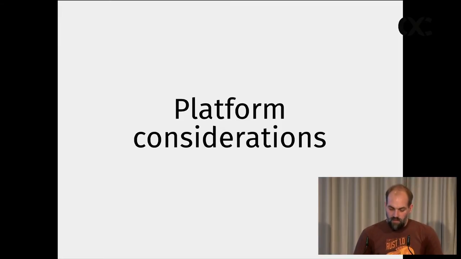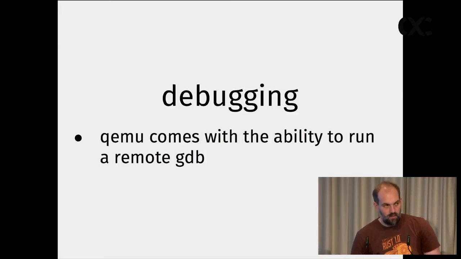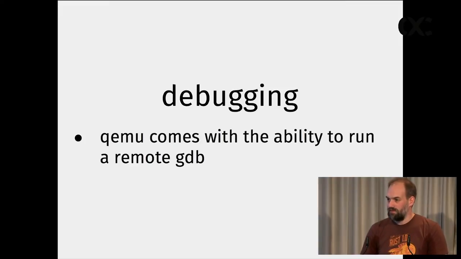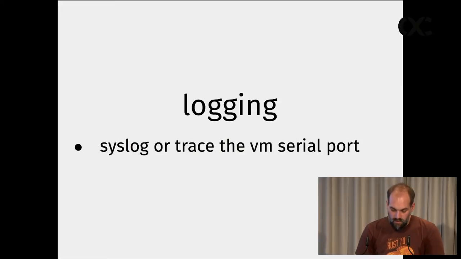There's a couple of platform considerations, though. How do I debug? If you actually want to debug that thing while you're running it on a rump kernel, GDB is all you have. QEMU nicely allows you to run an embedded GDB server, so you can go and have a look at that. But that's the standard way of debugging that is being used and documented.